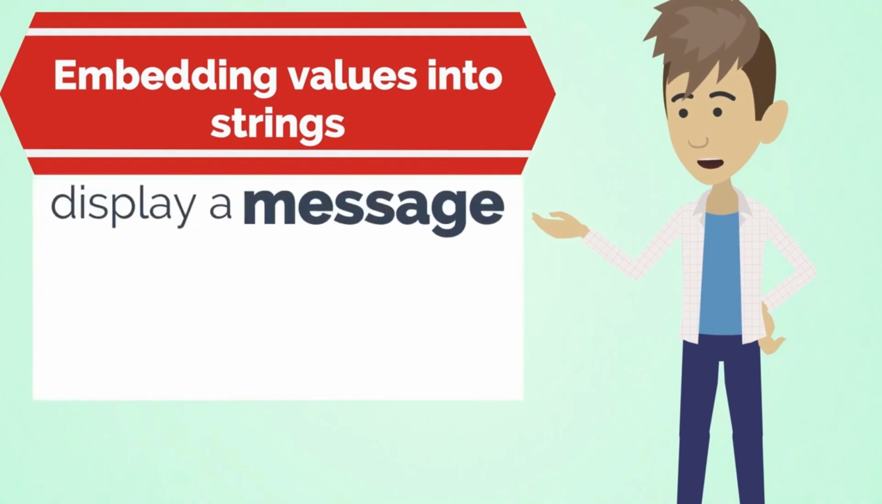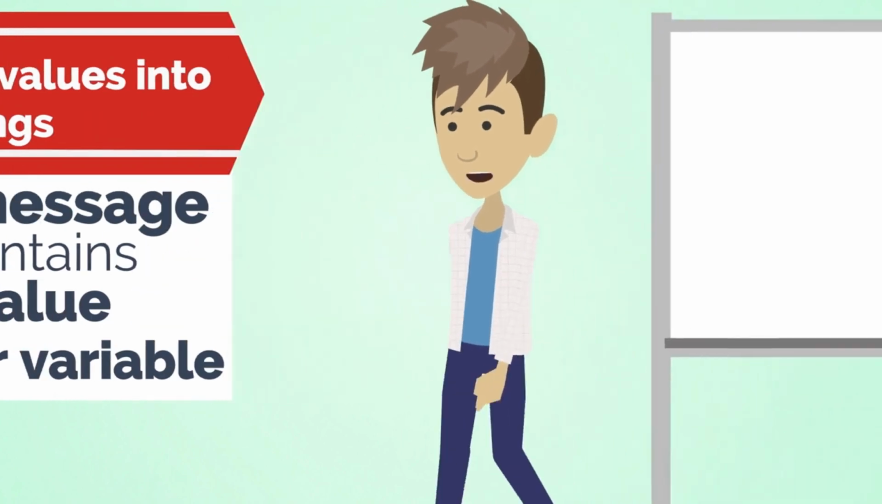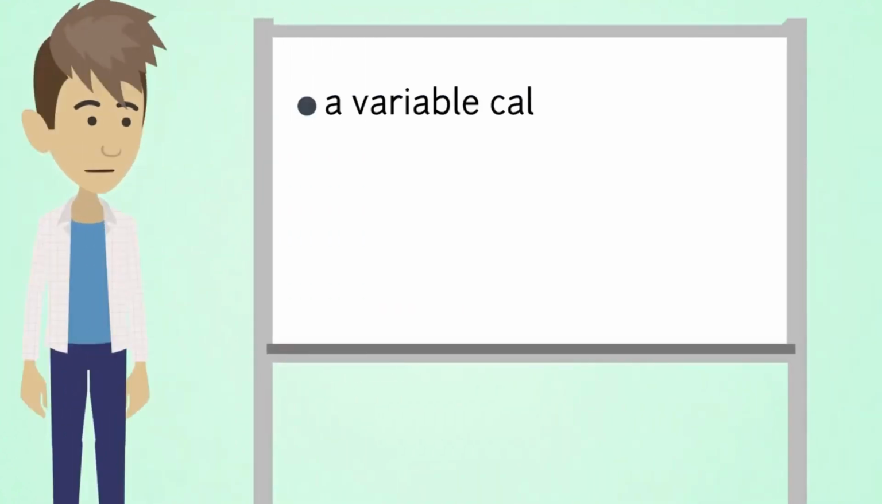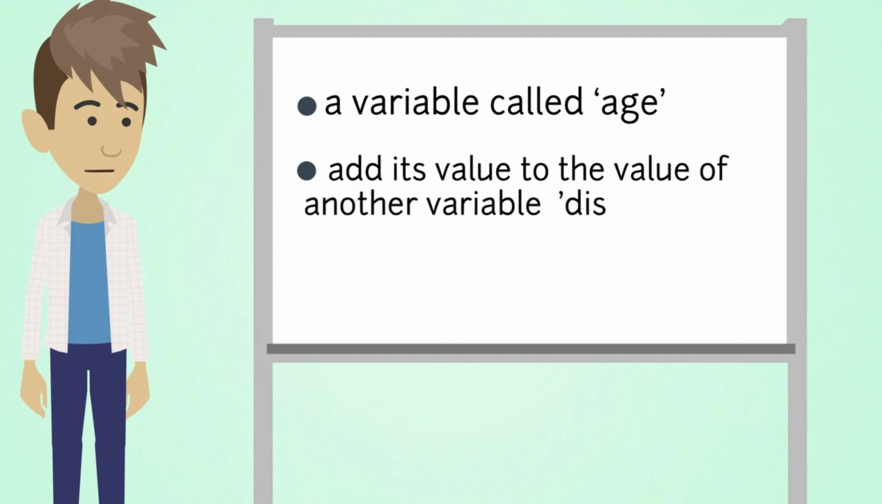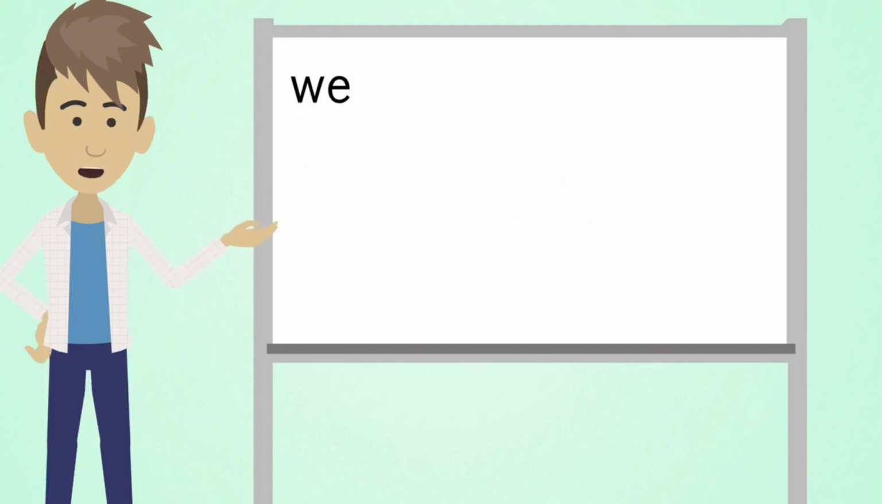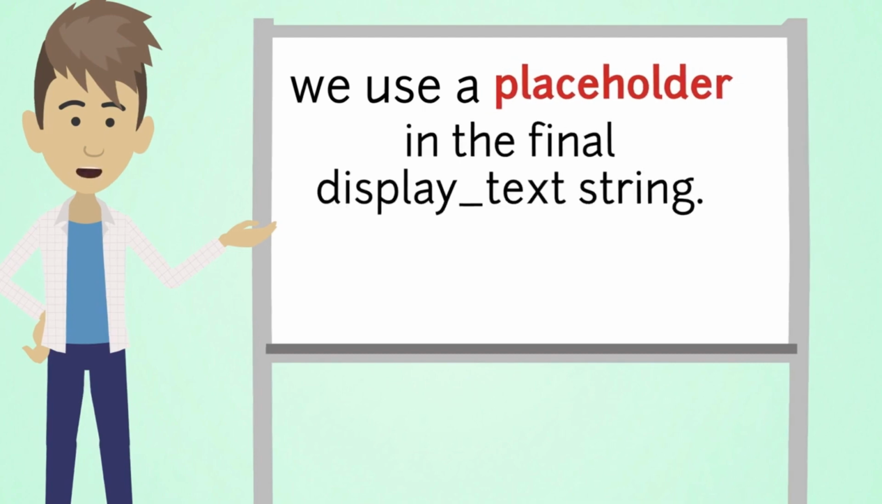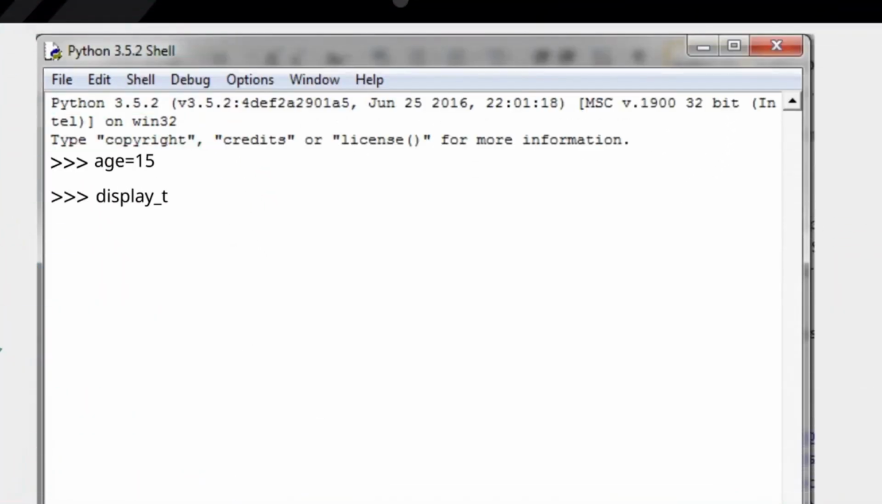Say you want to display a message that contains the value of another variable. For example, if you have a variable called age, and you want to add its value to the value of another variable called, say, display text, which holds a sentence telling how old Sophia is. In that case, we use a placeholder in the final display text string. This is how it's done.